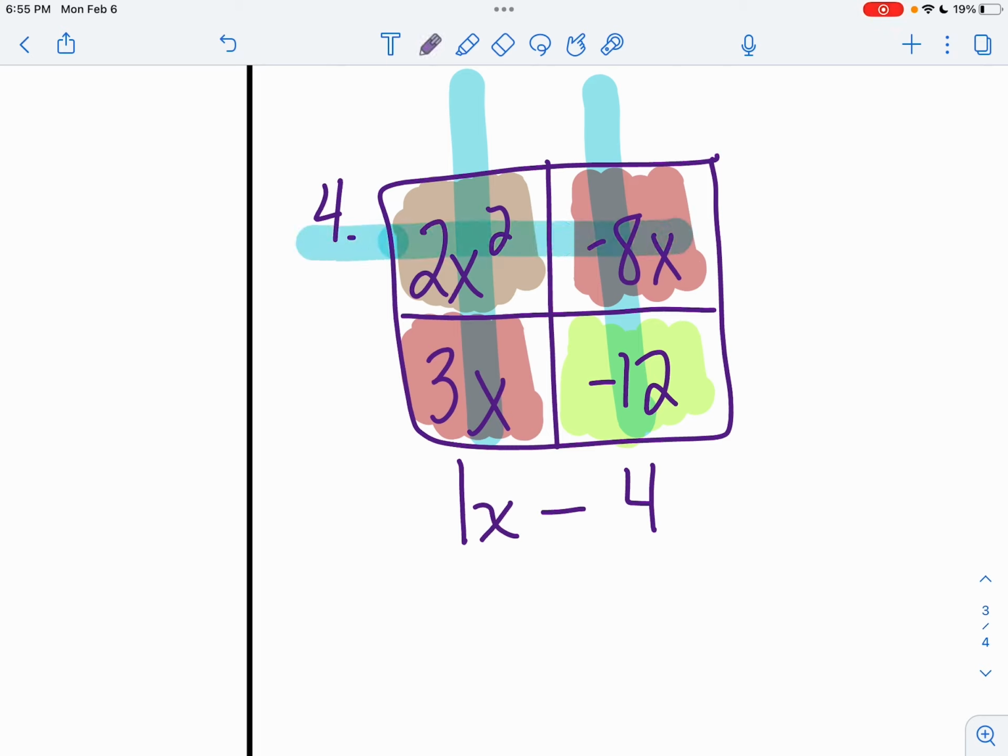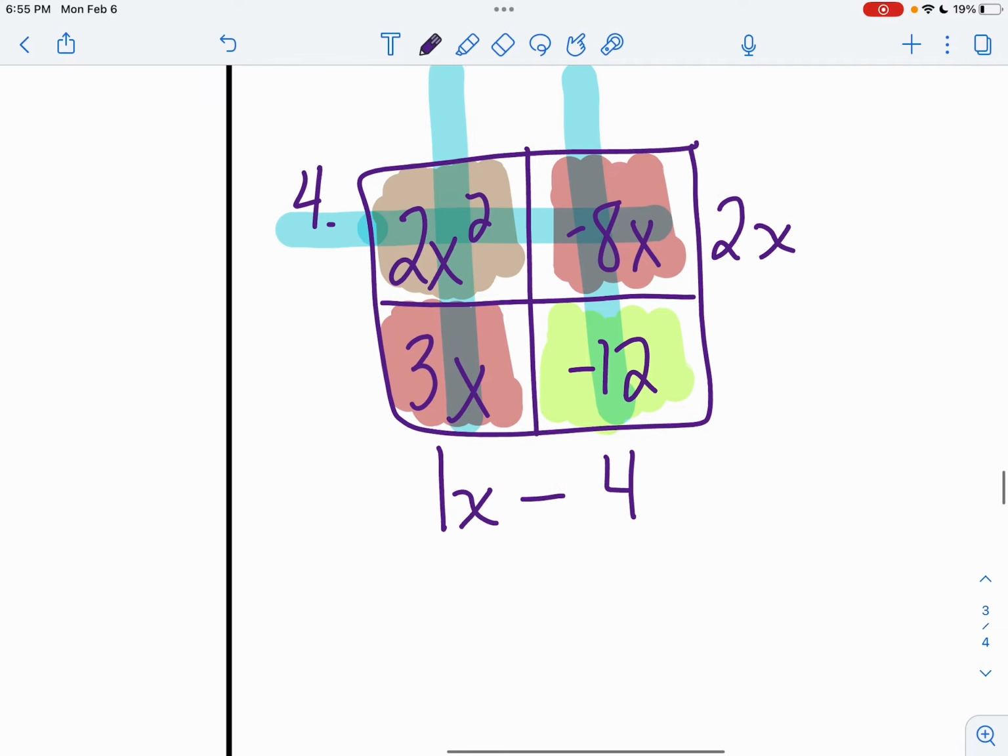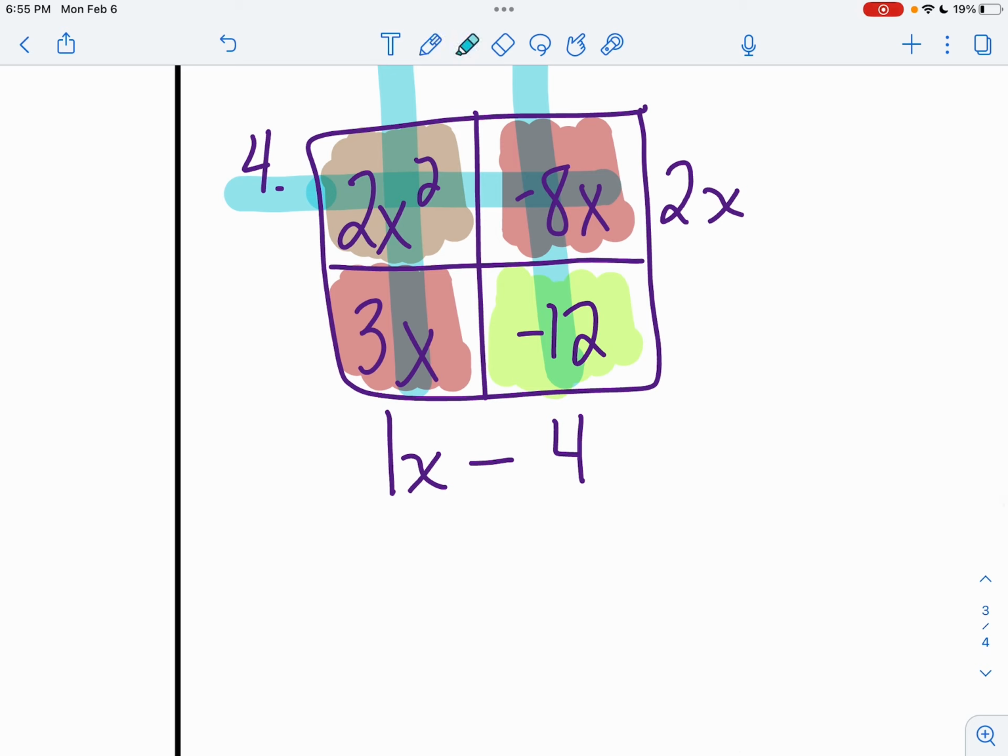Left to right, the GCF here is a 2 and an x. 2 goes into 2 and 8, and they each have an x. The GCF here is a 3. It is a positive 3 because you pull from the left.